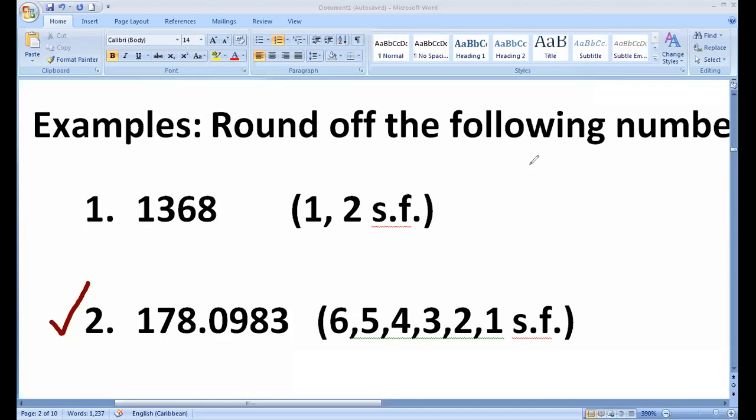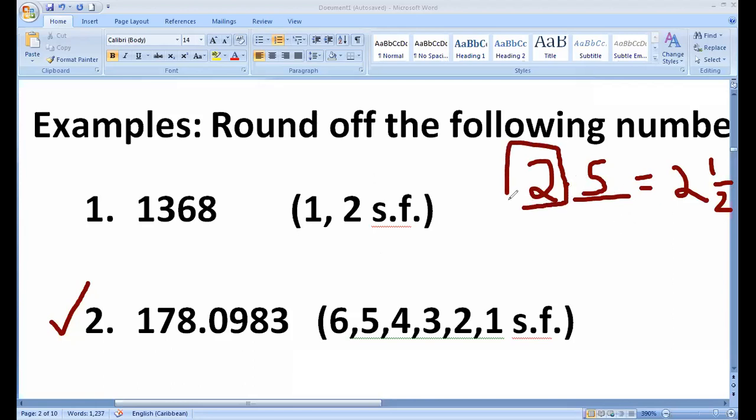If I have 2.5, 2.5 is 2.5. So anything that comes after a point is actually a fraction. This is a whole number before the point.